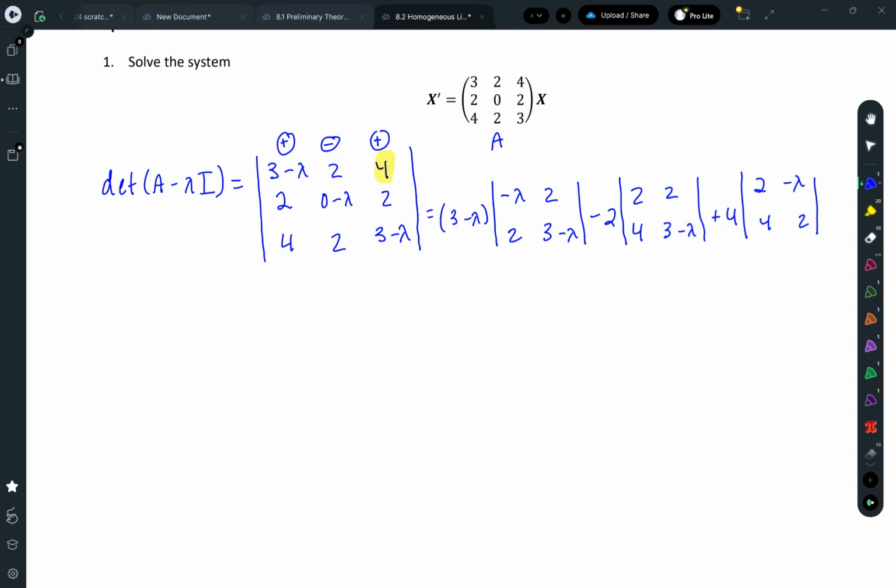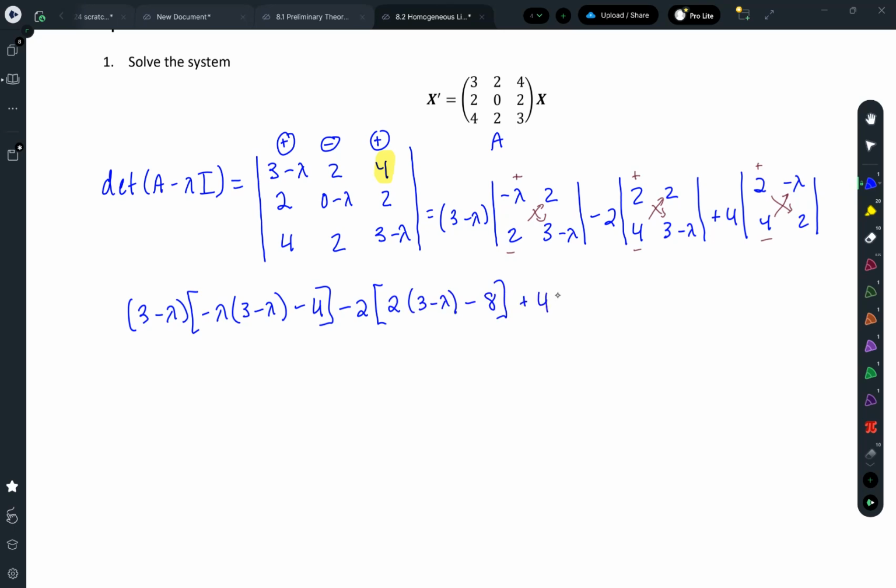Okay, now I'm going to go ahead and do all of my diagonal products that I need for my 2 by 2 determinants. And here's what we get. We have 3 minus lambda in quantity, brackets, negative lambda times 3 minus lambda minus 4. Close the brackets. Okay, that takes care of the first one. Minus 2 times brackets, 2 times 3 minus lambda minus 8. Close the brackets. Plus 4 brackets, and here we get 4 minus a negative, so it'll be plus 4 lambda.